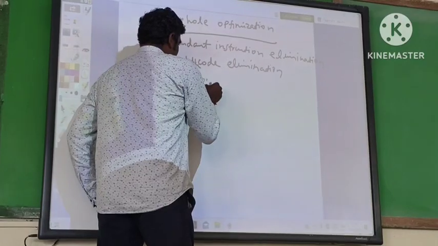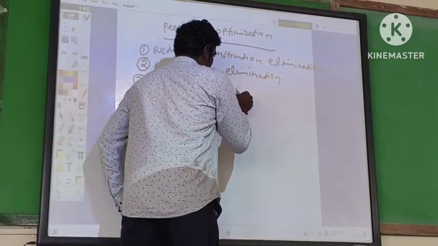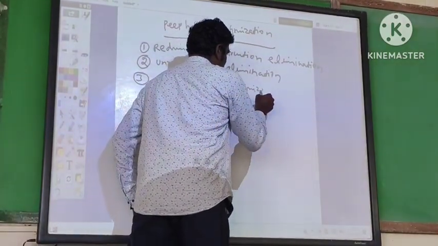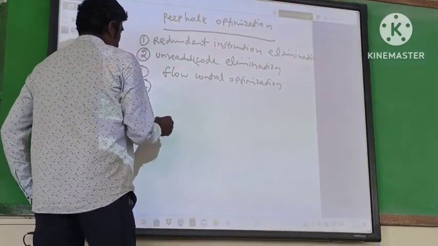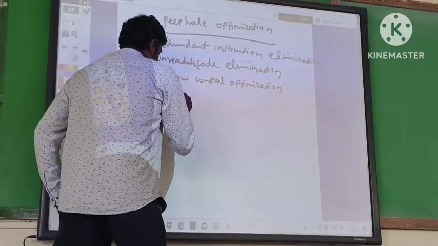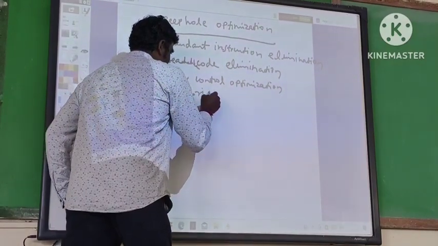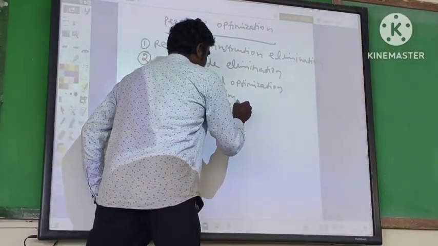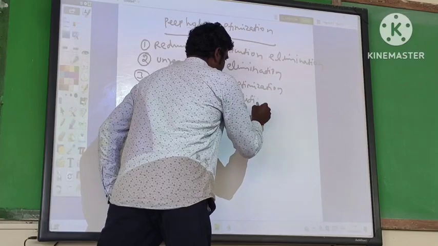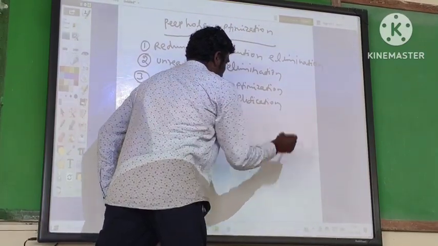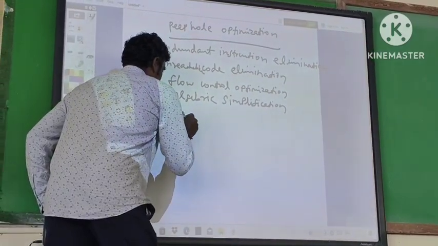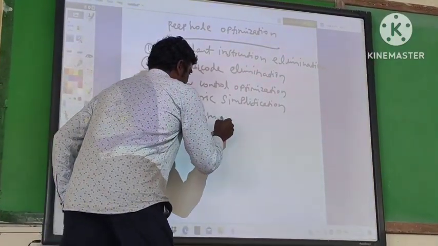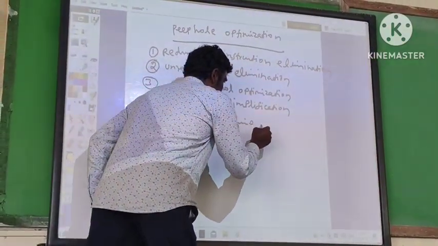Flow control optimization. The fourth one, algebraic simplification. And the fifth is use of machine idioms.